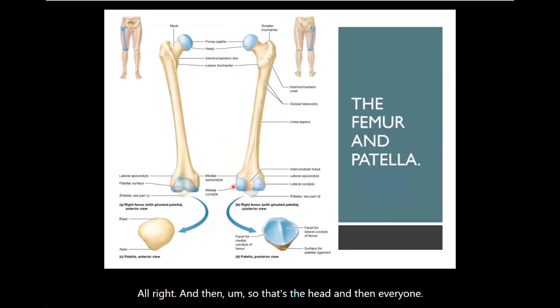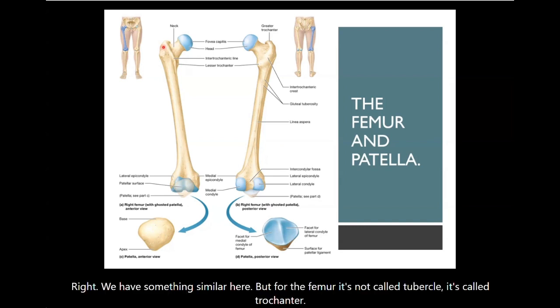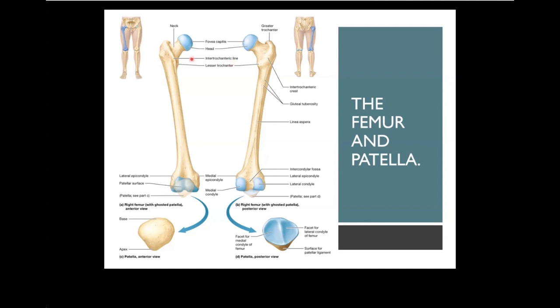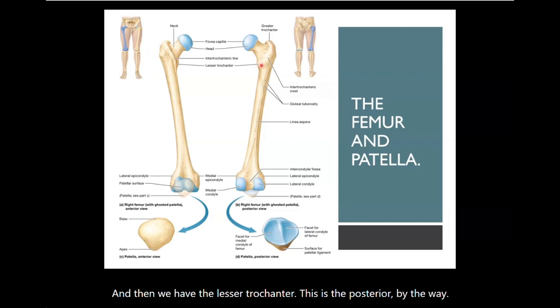All right, and so that's the head. And then everyone, do you remember for the humerus, that top part, I said they're not equal, right? We had the greater tubercle and lesser tubercle, right? We have something similar here, but for the femur, it's not called tubercle, it's called trochanter. So we have a greater trochanter and lesser trochanter. And then in the middle, we have the intertrochanteric line, okay? So what is it called? Greater trochanter, which we'll see here. And then we have the lesser trochanter.